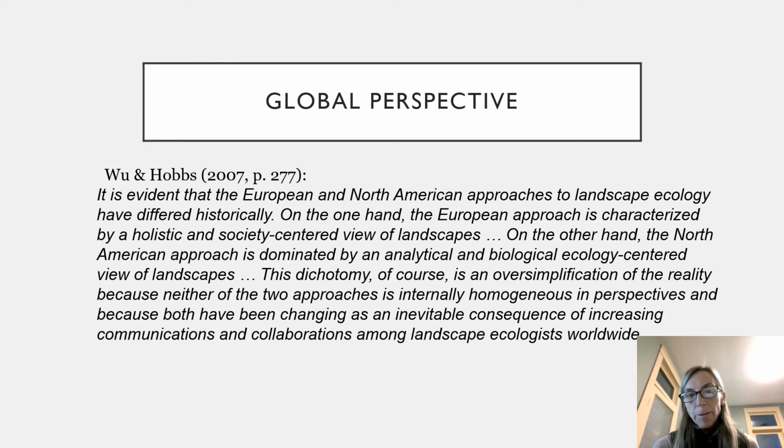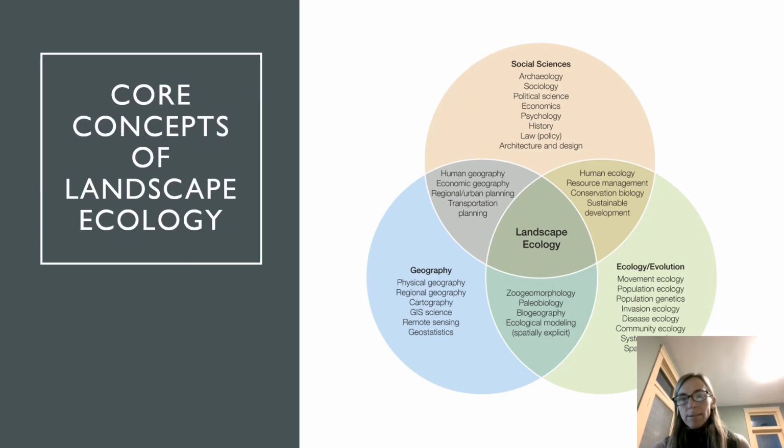This is another blurb from your book that I won't read to you, but essentially says what I just said: that more and more we see that the European and the North American views, although they may have evolved separately, are complementary, and we see those two coming together. So this nice Venn diagram summarizes the major influences on landscape ecology: social sciences, ecology and evolution, and geography coming together to help define the scope of this discipline.